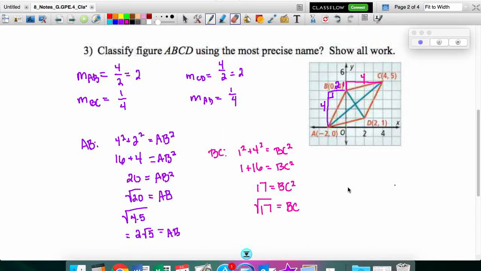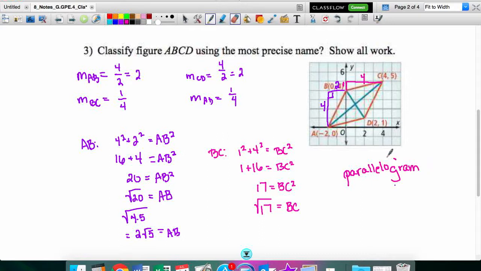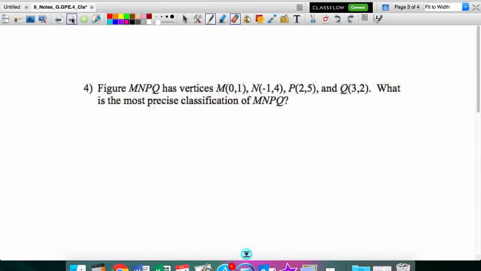If you originally looked at this and thought that it was a rhombus, notice that you would be wrong. So that's why it's very important that you don't just assume that you can guess the name of this figure, because looks are deceiving. That's why all of the work is very, very important and necessary. Okay, let's move on to the next problem.